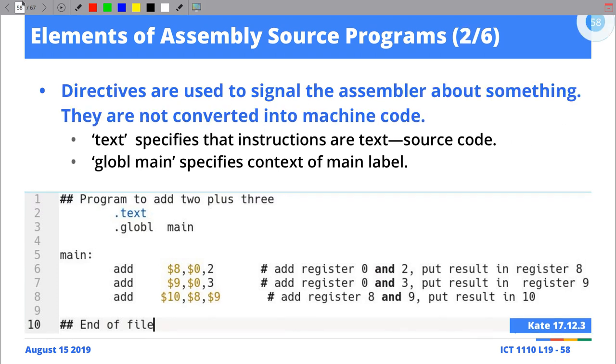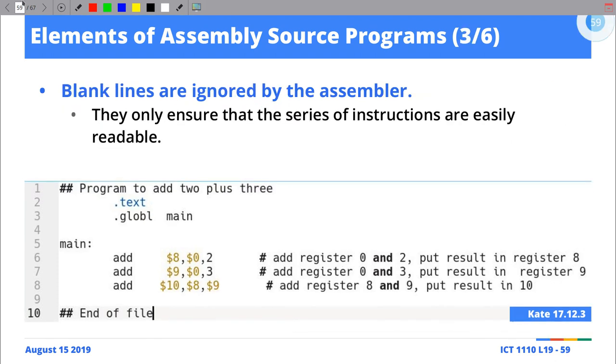So this is the thing. There are also blank lines. You typically have blank lines in your program so that your code is easy to read. They are ignored by the assembler. It's like when you're writing, you don't write one block of text. You have paragraphs and spaces so that the person who's going to read what you're writing can easily follow through with what you're doing. The same goes for assembly language programs.